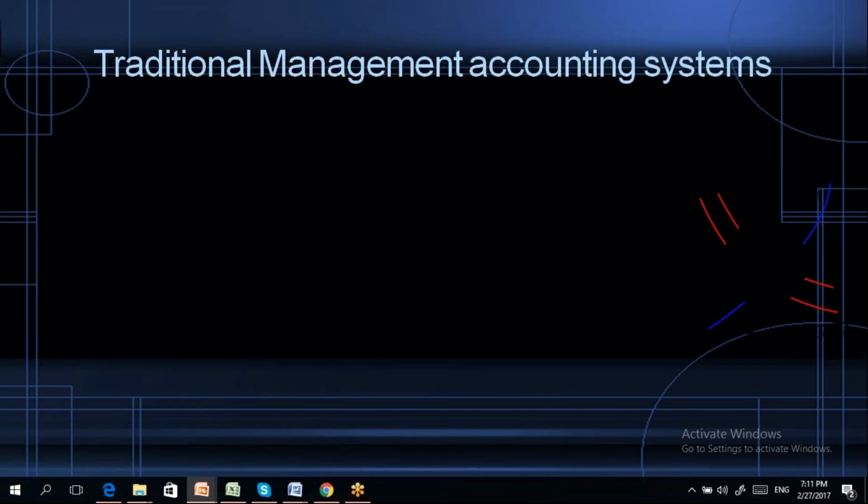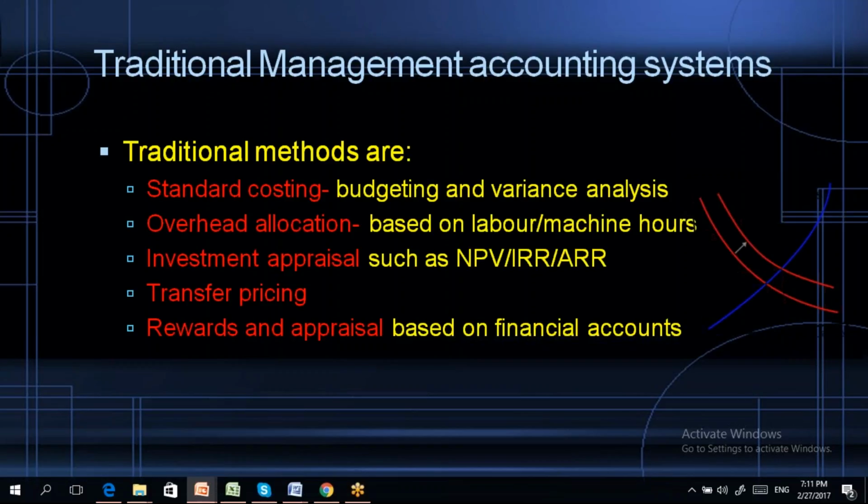So let's look at our traditional management accounting systems. This is what we have with the age-old accounting systems. What is it? Standard costing. We have a standard cost, and based on that we prepare budgets and actuals, and then we work out what we call variance analysis.